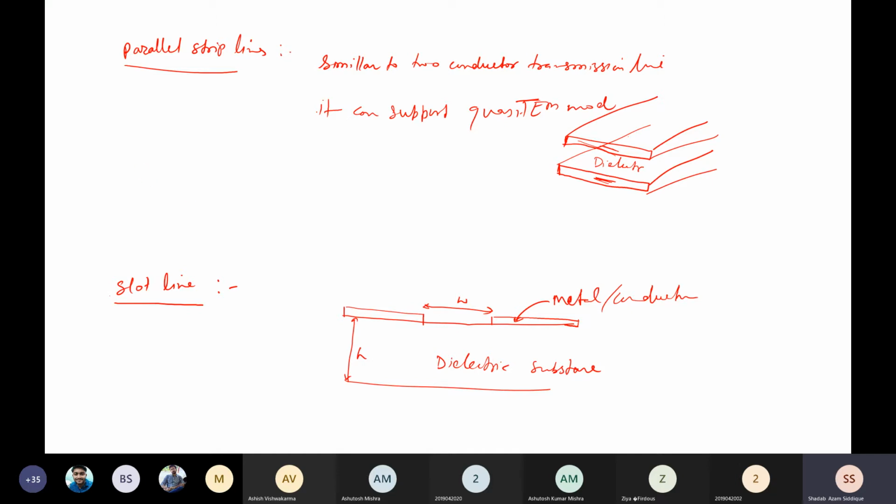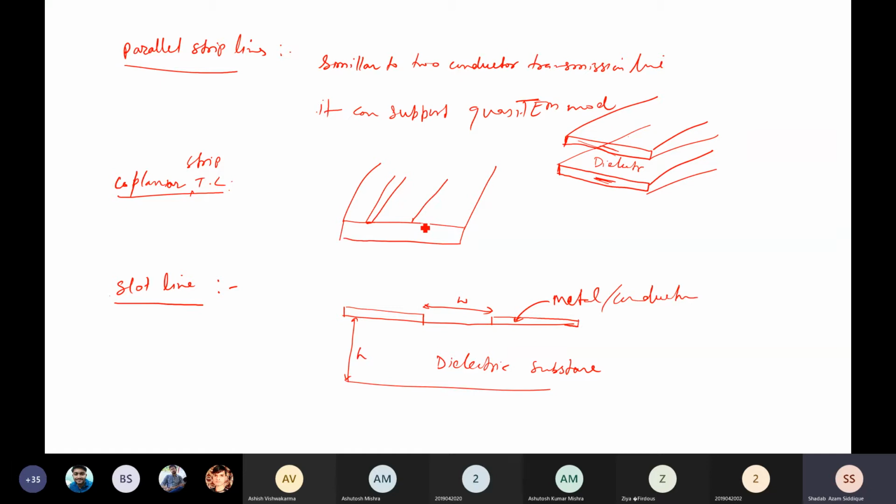And one more type, we have a coplanar transmission line. So I'll write here coplanar transmission line, or coplanar strip transmission line. In the coplanar transmission line, it is formed using two conductor strips. So there will be two strips on the top plate. One strip is represented here, another strip is represented here.